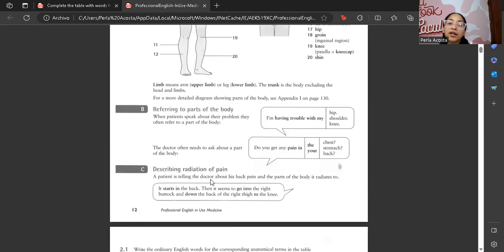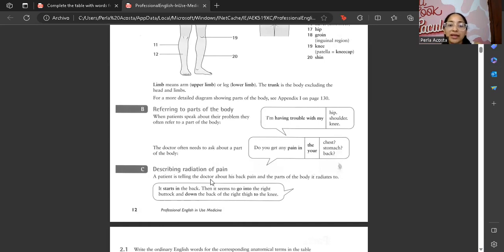Okay, V, referring to parts of the body. When patients speak about their problem, they often refer to a part of the body. I'm having trouble with my hip. I'm having trouble with my shoulder. I'm having trouble with my knee.